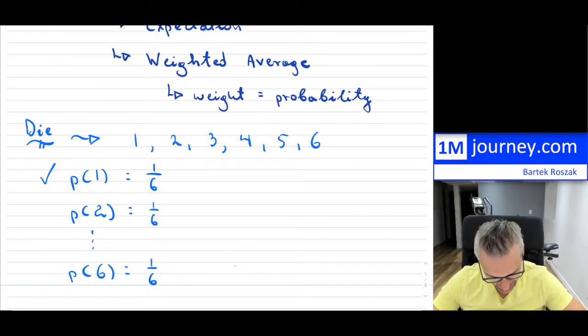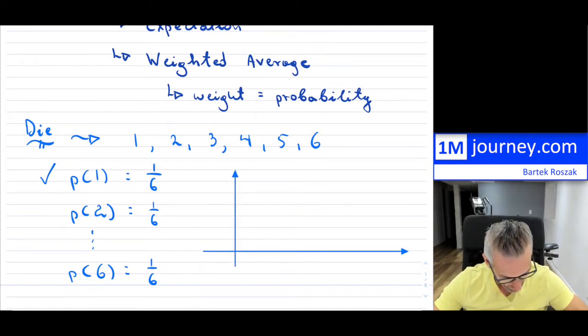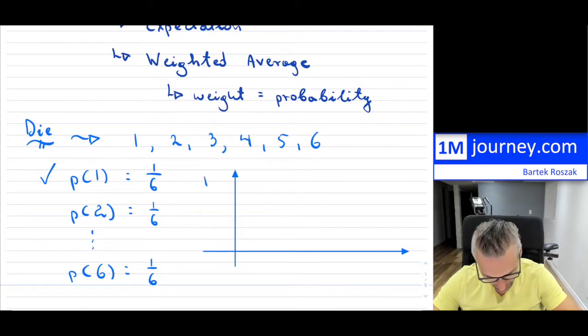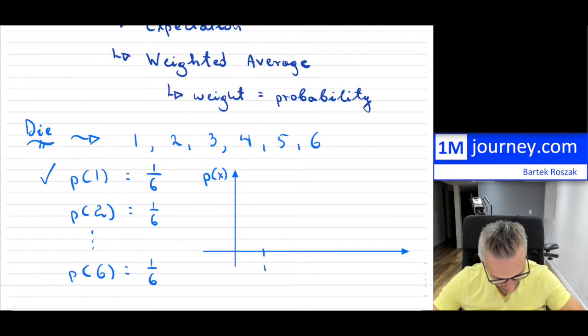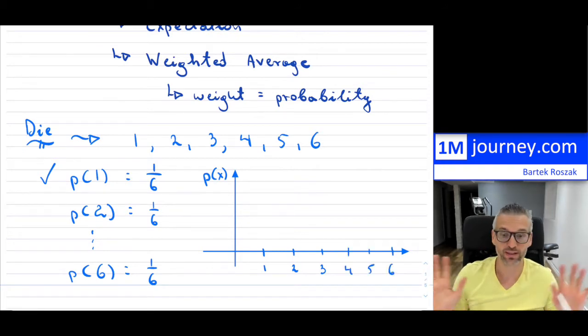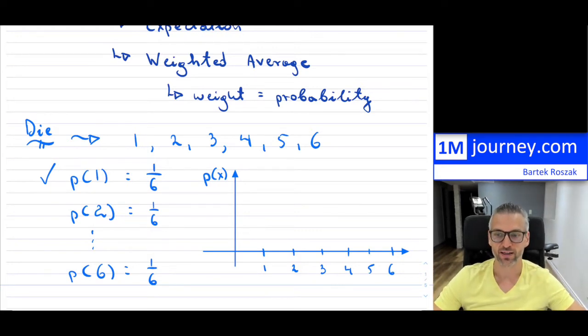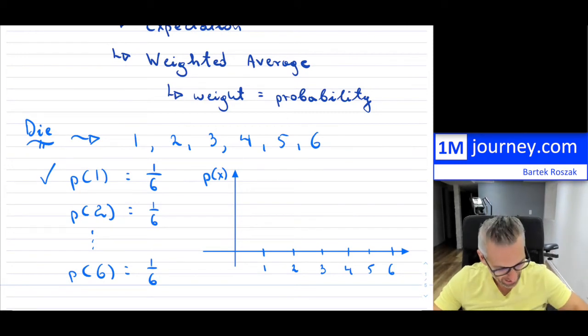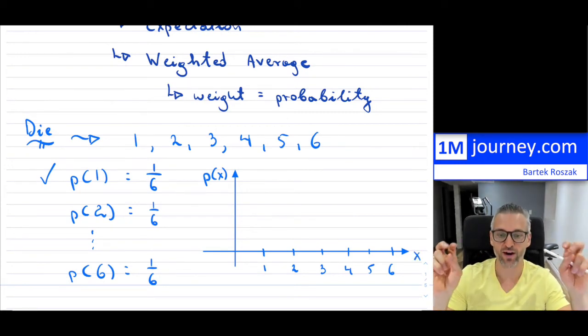So, I can simply say, all right, let's graph this whole thing out. I'm going to put here my X and Y axes. Here I'm going to put P of X, and then X is going to be the outcome. So 1, 2, 3, 4, 5, and 6. Those are the only possible outcomes that you can have. They are discrete. So this is going to be relating it back to, for example, the variable itself.